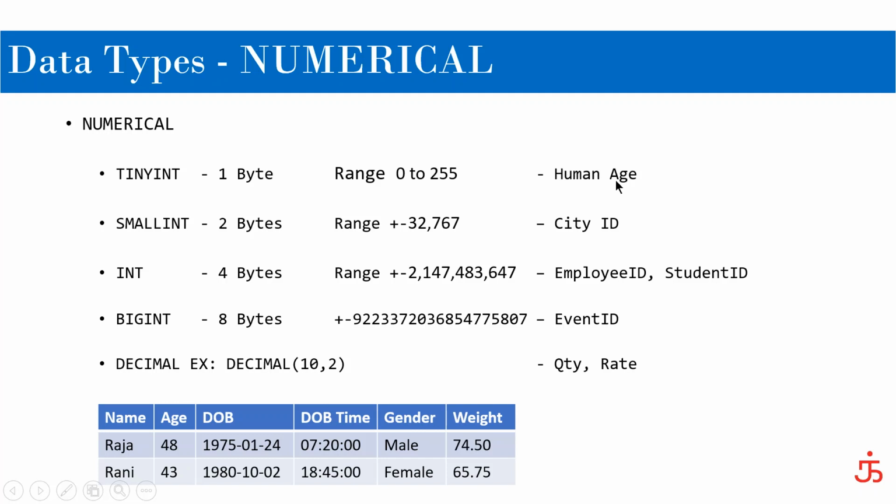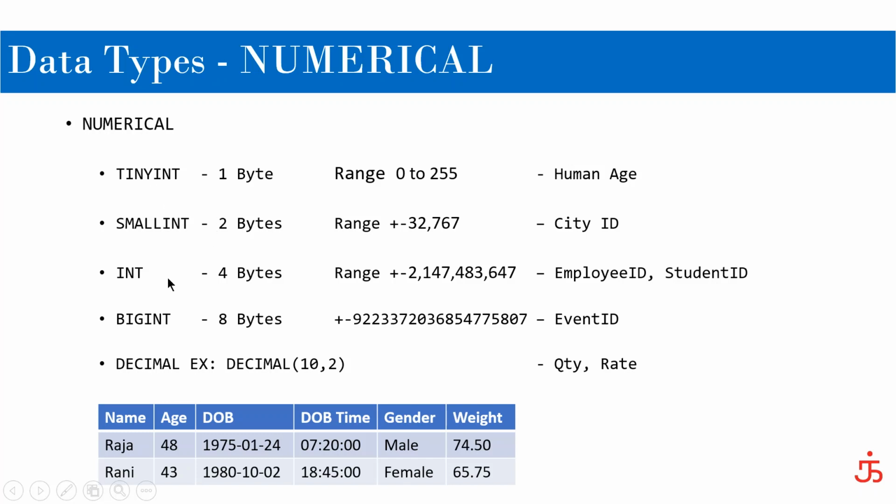Or quantity also. Generally in an order, other than bulk orders, people will probably not cross 255, right? So wherever you think you need a lesser number and it won't cross more than 200, you can go for tiny int.